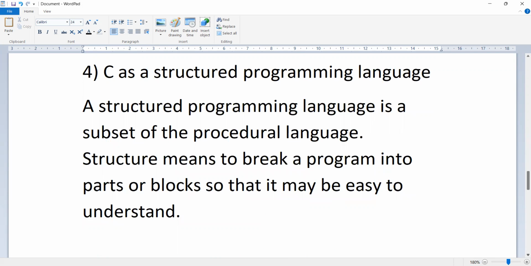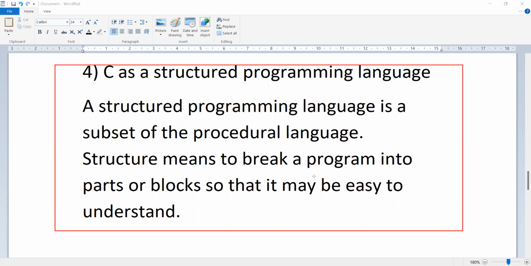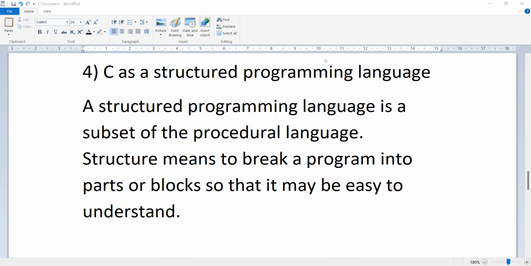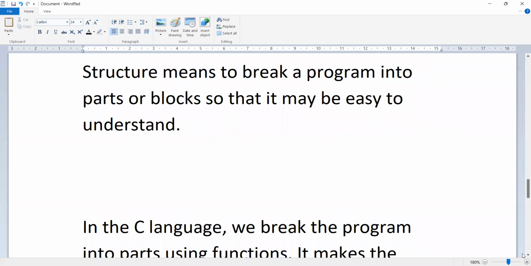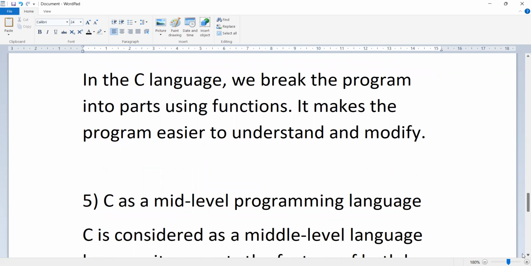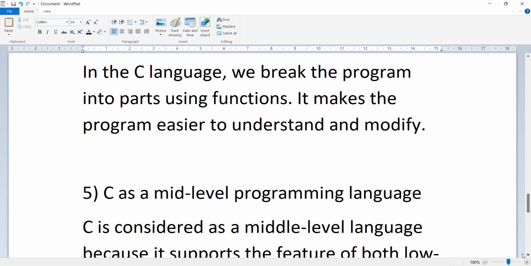Fourth, C as a structured programming language. A structured programming language is a subset of the procedural language. Procedural language is the main. Structure means to break a program into parts or blocks so that it may be easy to understand. In the C language, we break the program into parts using functions. It makes the program easier to understand and modify.